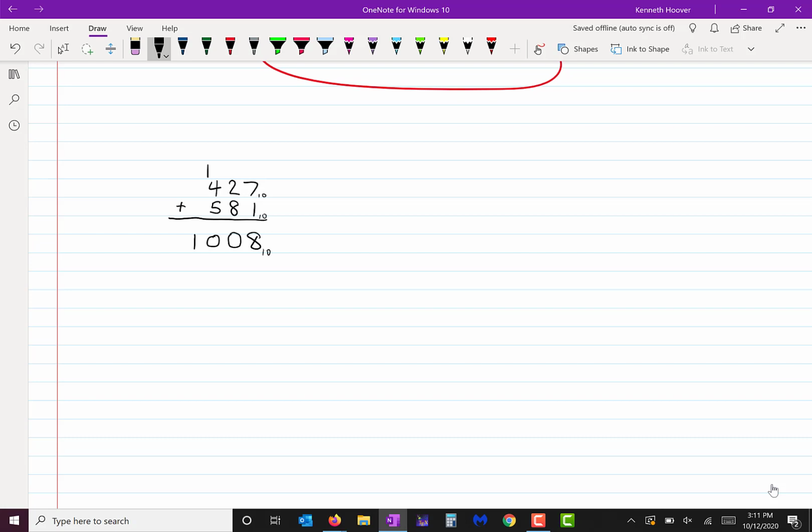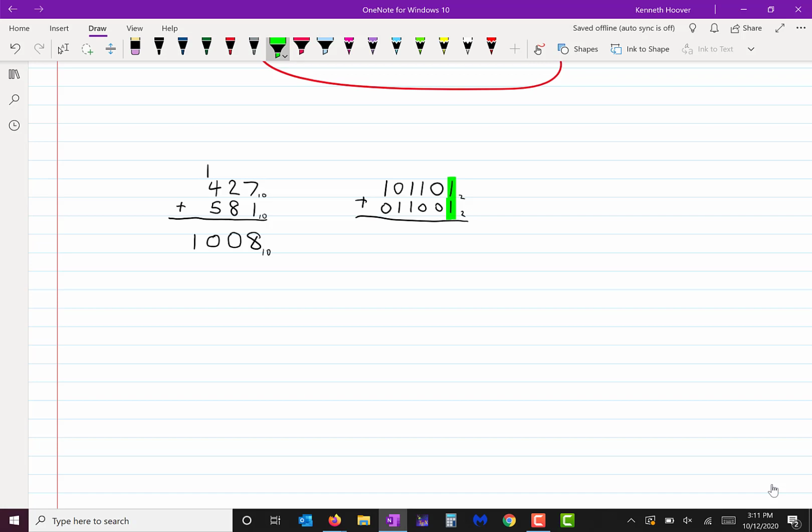Okay, so now let's add this number. Let's not even worry about what this number is. Let's just say it's a base 2 number, and let's add another base 2 number. Okay, so 1 plus 1 equals what? It equals 2.